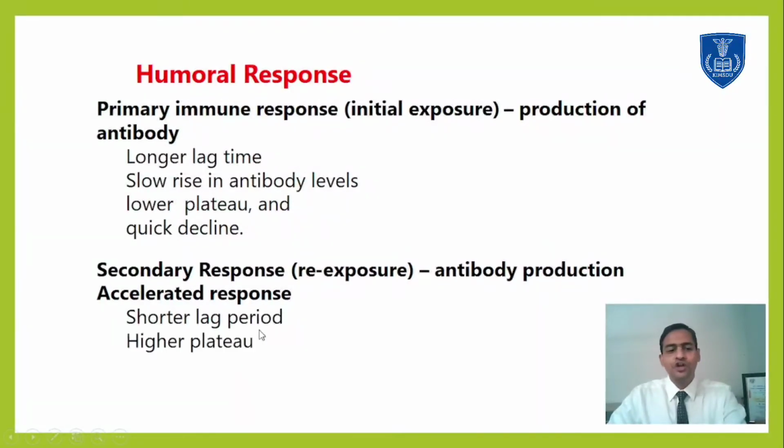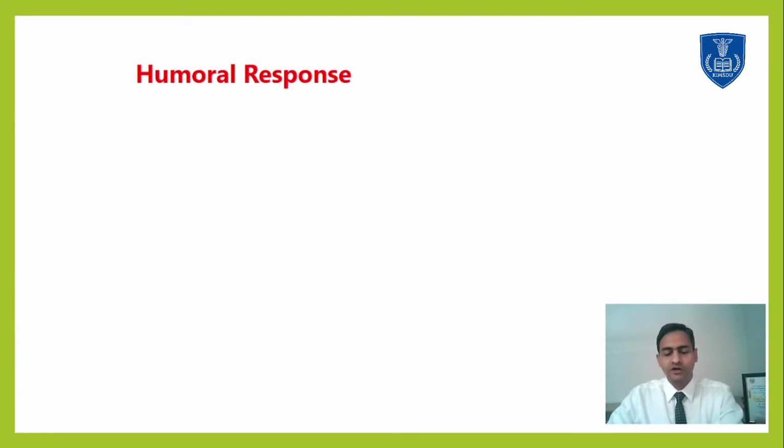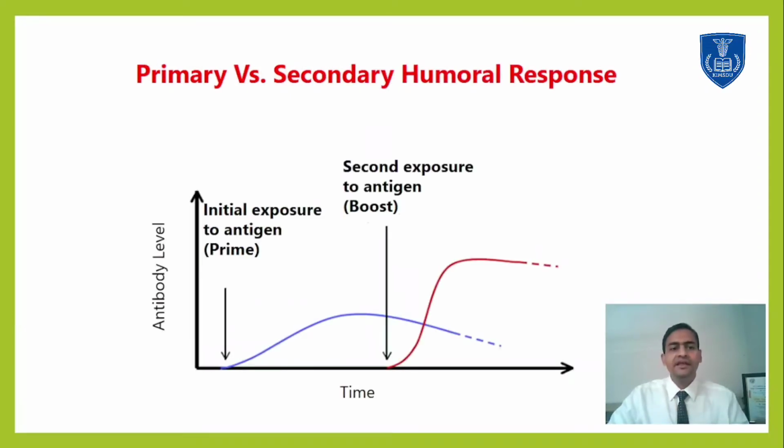So it will have a shorter lag period. It will have a higher plateau, obviously, because antibodies will be formed aggressively and more antibodies will be there, so the response will last long. Now, here you can see in this graph, the initial response will take some time to develop and protect us from the infection, but the antibody titer will be fewer in number, and it will last for a short duration, so the plateau will be short.